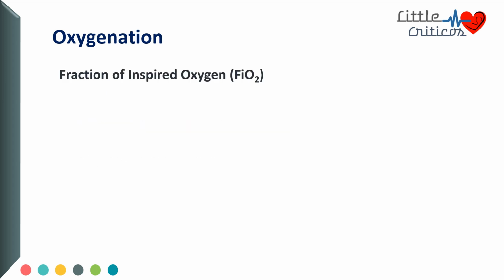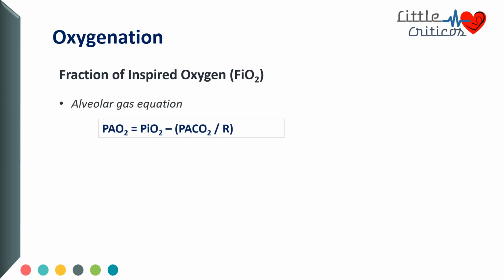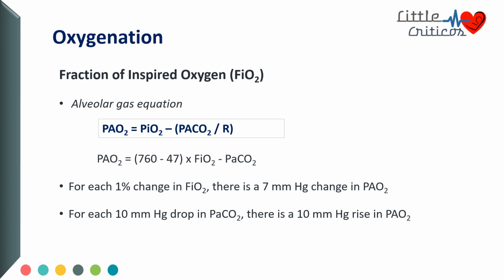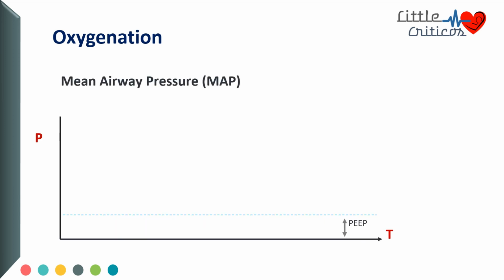As we discussed in the previous lecture, the partial pressure of alveolar oxygen depends on partial pressure of inspired oxygen minus partial pressure of alveolar carbon dioxide. Hence, we see that for each 1% change in FiO2, there will be a 7 mm of mercury change in alveolar partial pressure of oxygen. Similarly, for each 10 mm drop in PCO2, there will be a 10 mm increase in partial pressure of alveolar oxygen. Let us try to understand the mean airway pressure through this pressure time scalar.